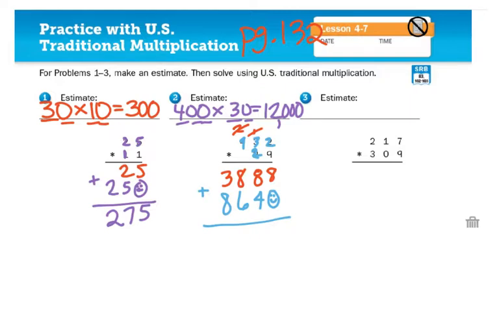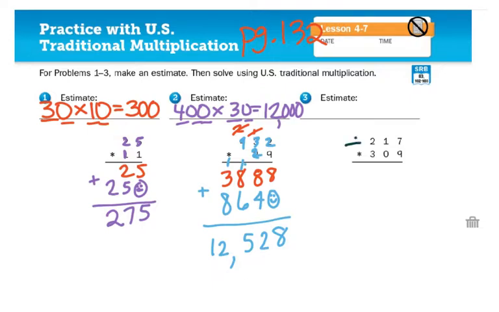8 plus 0 is 8. 8 plus 4 is 12. Carry your 1. 1 plus 8 is 9. Plus 6 is 15. 1 plus 3 is 4. Plus 8 is 12. 12,528. We'll do one more together, and then I'll have you do some on your own.